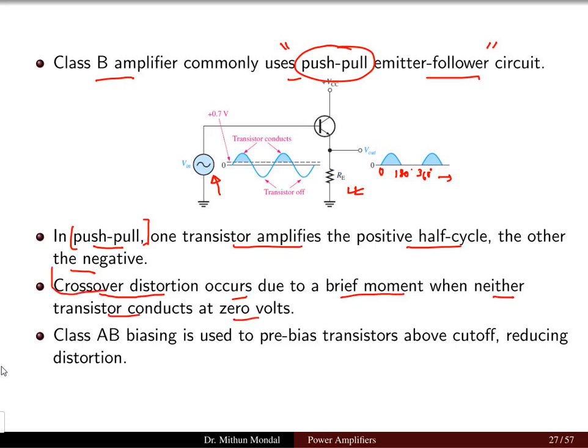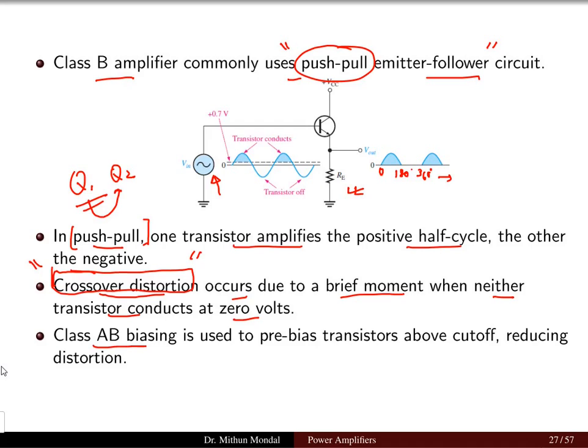The problem of crossover distortion occurs because of the two transistors in push-pull arrangement, Q1 and Q2, where only one transistor will be on at a time. So when conduction changes from Q1 to Q2, a slight brief amount of time will be there where there is no conduction. That period will have a distortion, which is known as crossover distortion.